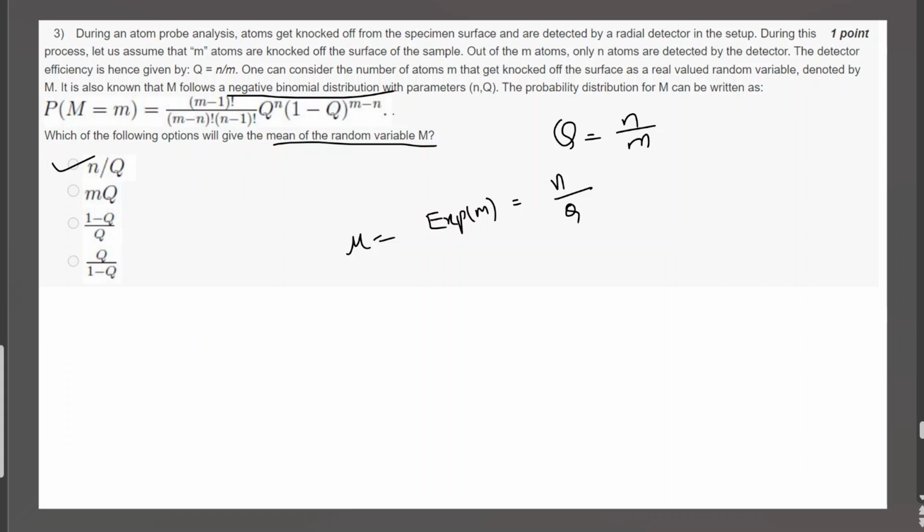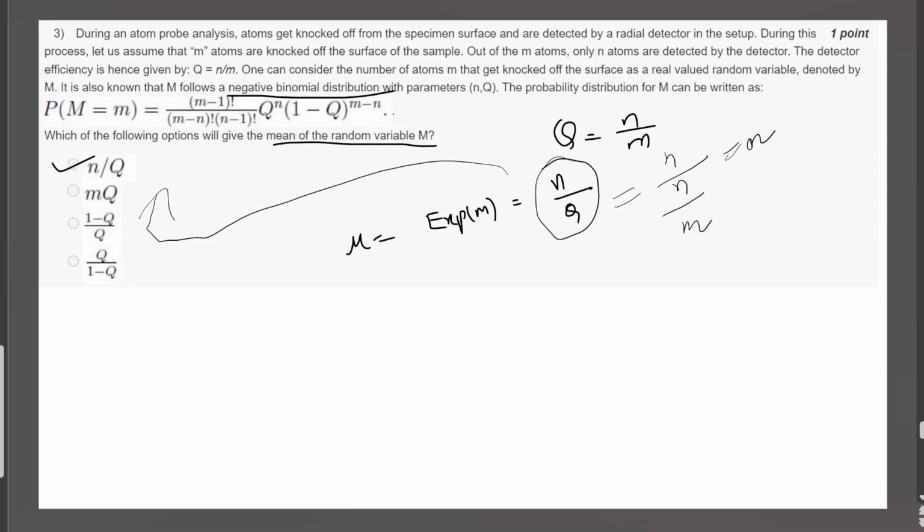So when we substitute all these things and do the simplifications, the answer ends up at N by Q. So this can be further simplified by N. You can substitute plus N by M. So the mean is nothing but M. Now before simplification it is N by Q. So this is the answer for this.